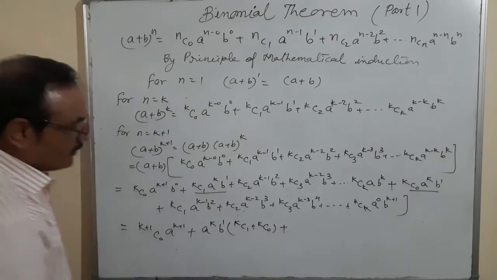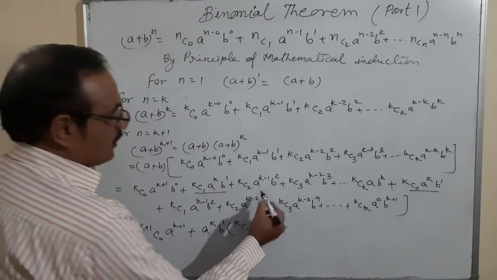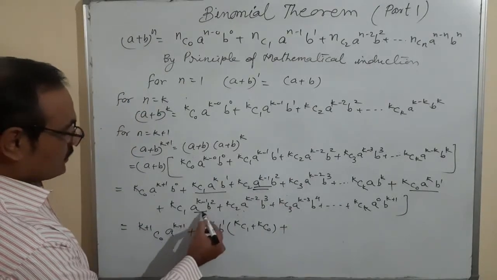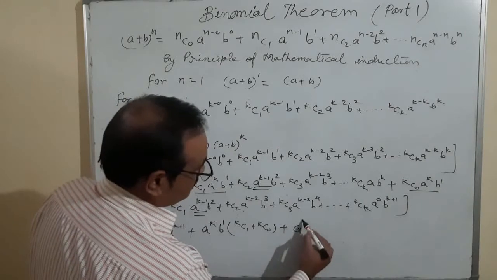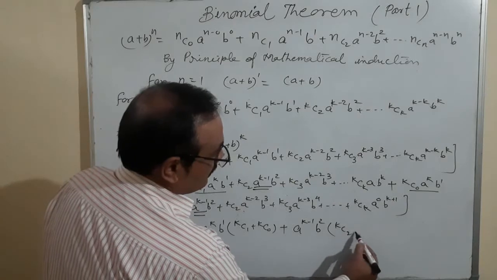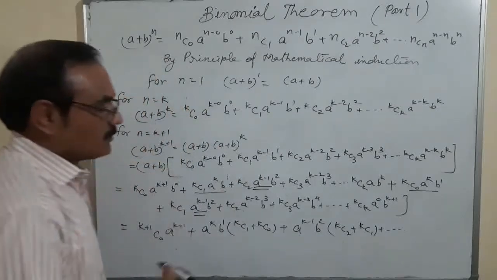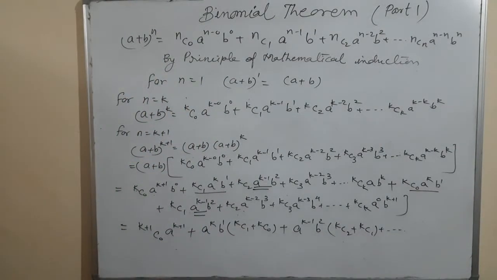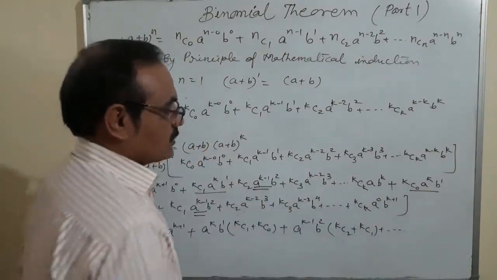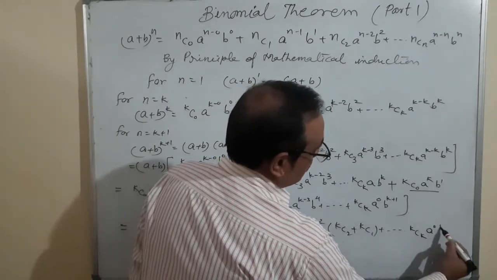Okay. Now the next term I want to write here is a to the power k minus 1, b to the power 2, and in the bracket kC2 plus kC1. And in the same sequence, the process is going on. The last term I can write here is kCk, a to the power 0 and b to the power k plus 1.